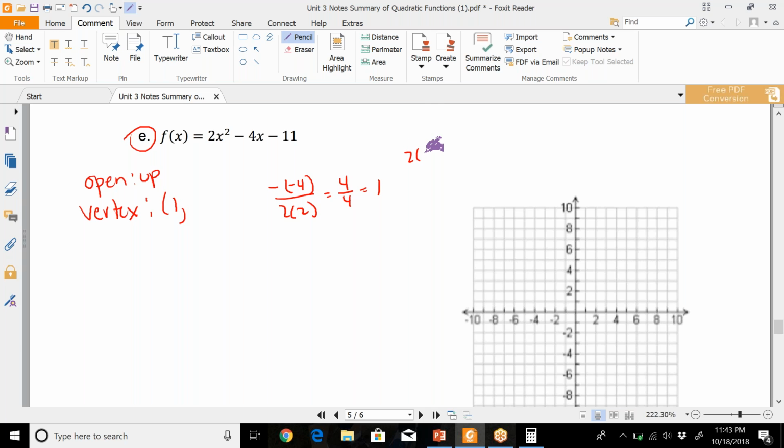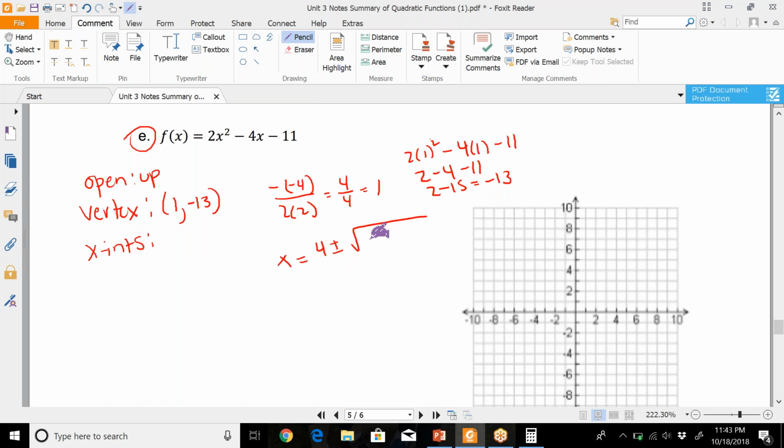Plug in 1 for all of the x's to find the y value. That's going to be 2 minus 4 minus 11. That's 2 minus 15, so that's negative 13. X-intercepts. Now, in this scenario, I believe this one does not factor, so we have to do quadratic formula to find the x-intercepts. So that's going to be x equals negative b plus or minus square root of b squared, which would be 16, minus 4ac, all over 2a.